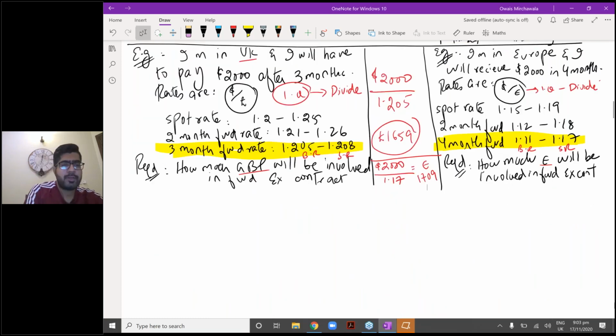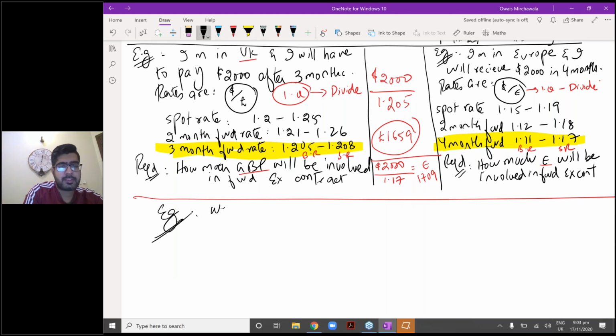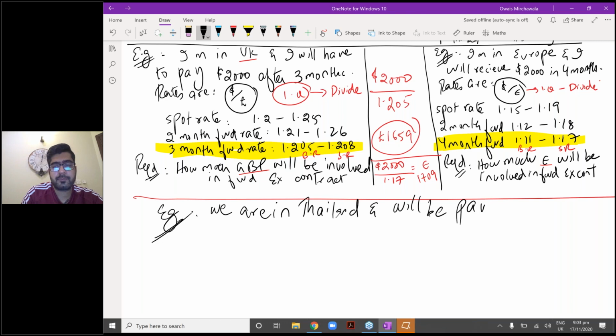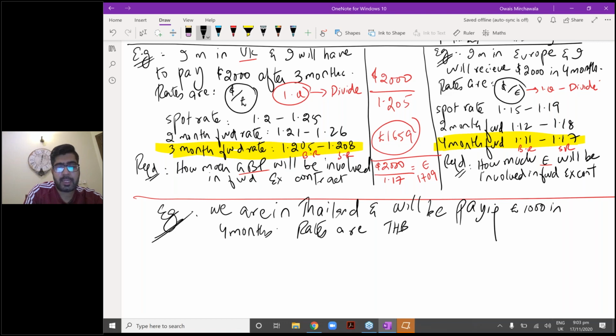One last example of forward exchange contract. For example, the question states, we are in Thailand and will be paying pound 1,000 in 4 months. Rates are Thai baht per pound.